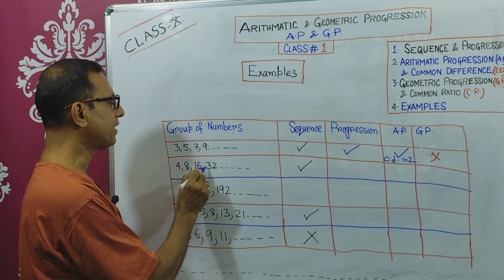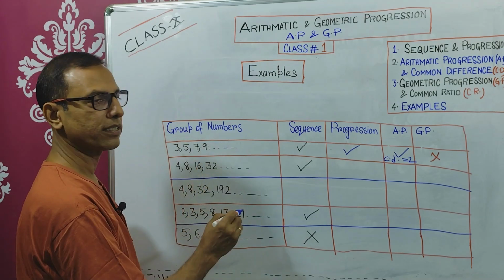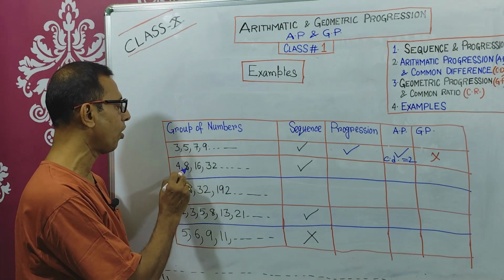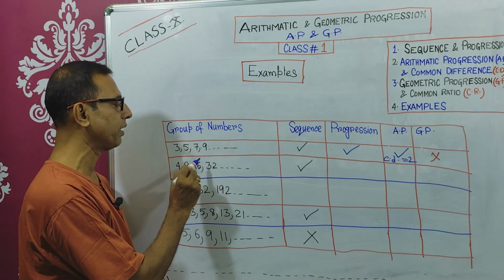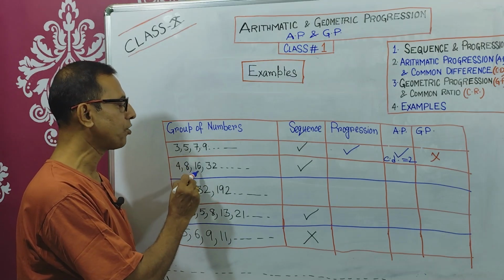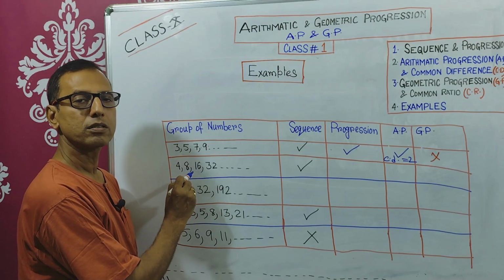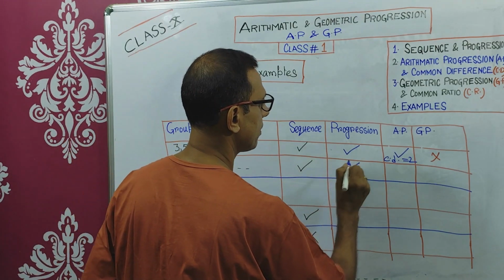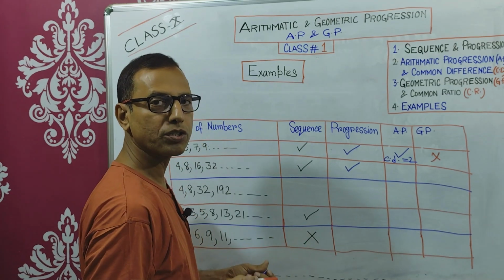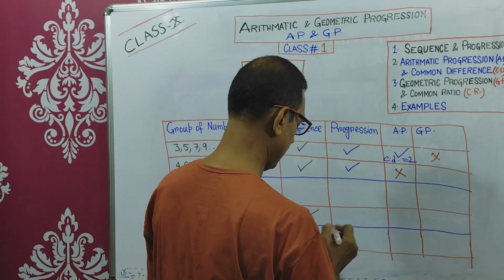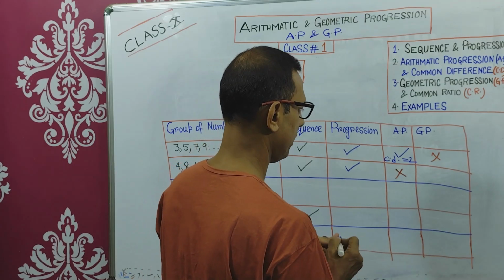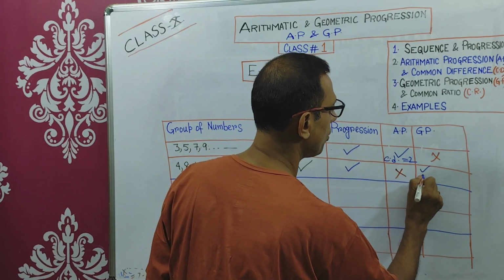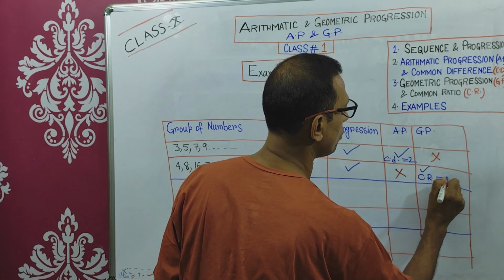Now 4, 8, 16, 32. Is it a progression? Yes. Between two consecutive terms you have a uniform law. It's maintaining a uniform law. 8 by 4 is 2, 16 by 8 is 2, 32 by 16 is 2. So that means the ratio between two consecutive terms in this particular sequence is equal. That is why it is a progression. Yes. And what kind of progression is it? It is not AP. It is GP, geometric progression. And therefore in GP what is the common ratio? Common ratio equals 2.